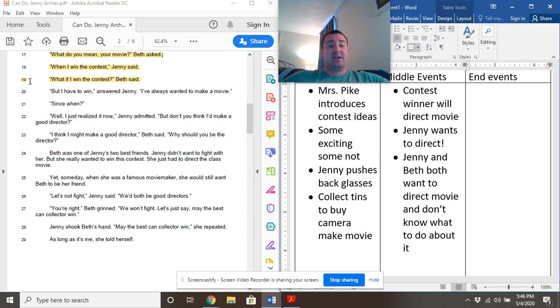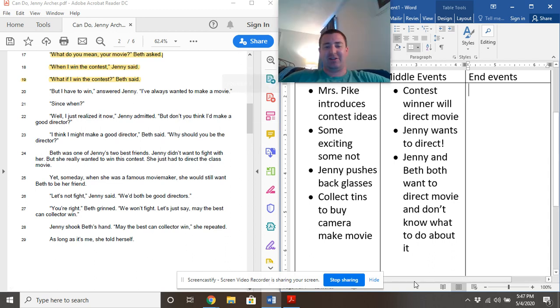Yet someday when she was a famous movie maker, she would still want Beth to be her friend. "Let's not fight," Jenny said. "We'll both be good directors." "You're right," Beth grinned. "We won't fight. Let's just say, may the best can collector win." Jenny shook Beth's hand. "As long as it's time," she told herself.